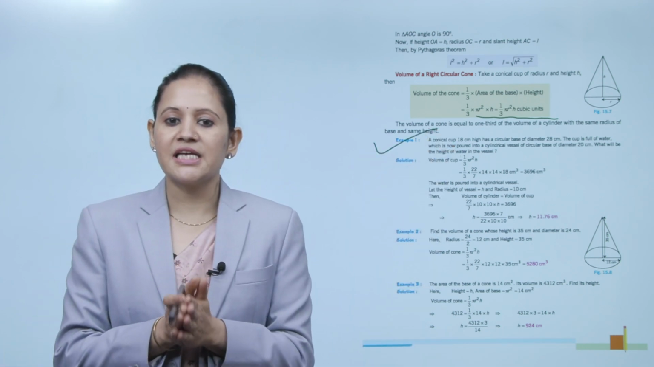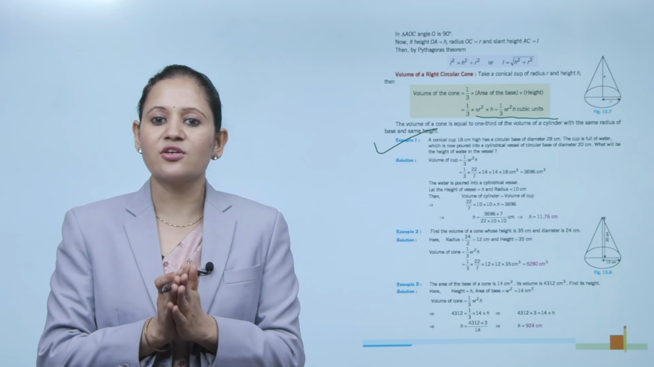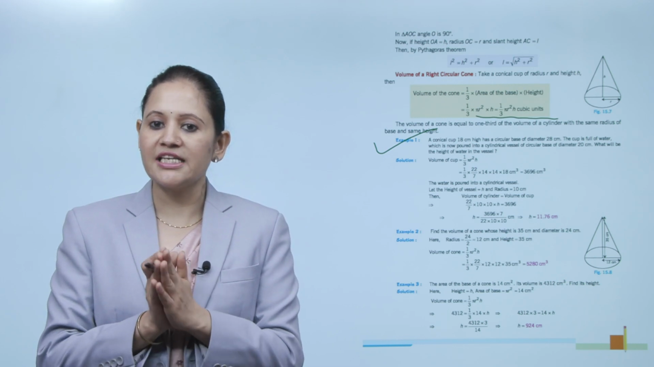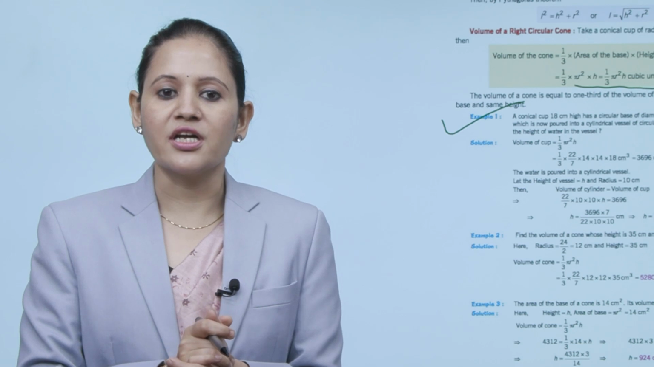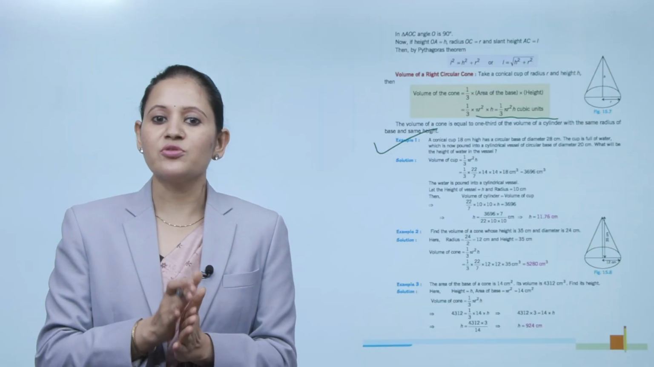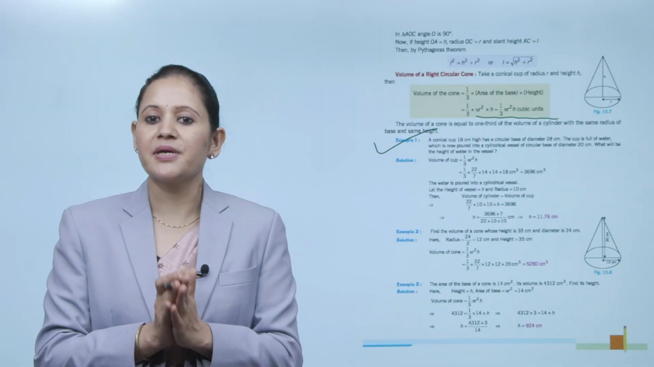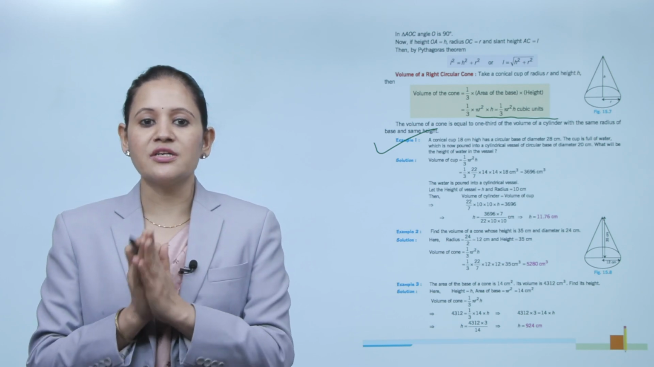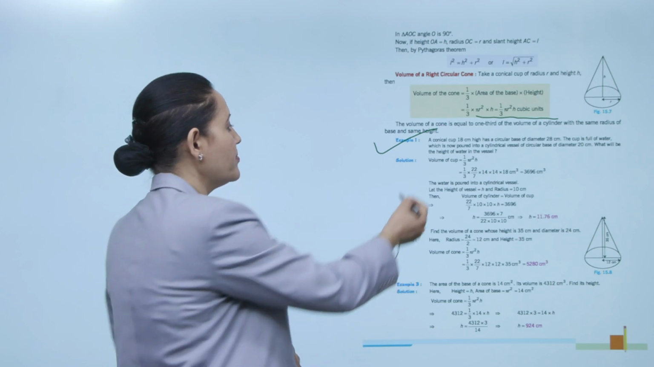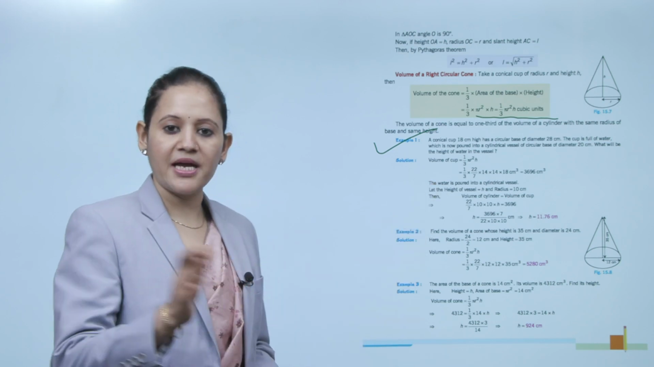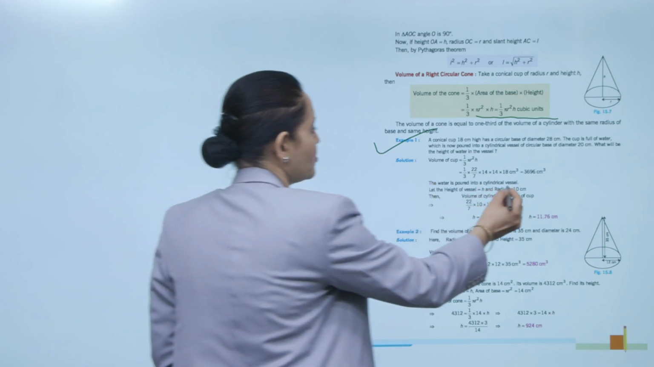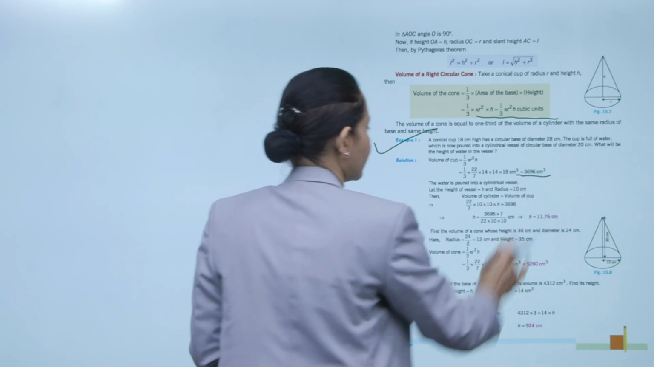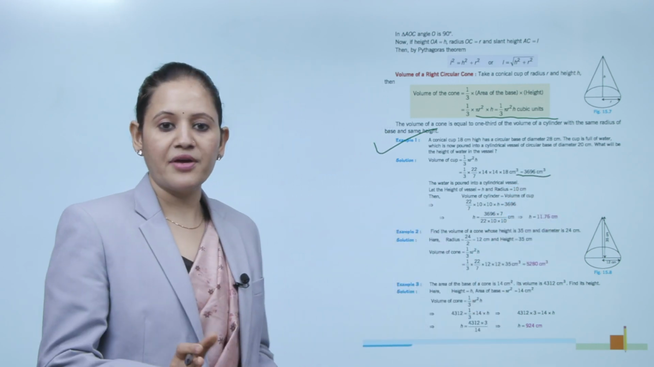The conical cup is 18 centimeter high and the circular base diameter is 28 centimeter. The cup is full of water, which is now poured into a cylindrical vessel of circular base diameter 20 centimeter. What will be the height of water in the vessel? So the volume in the cup will be 1 by 3 pi r square H, that is equal to 3696 centimeter cube. Now, what have we done?